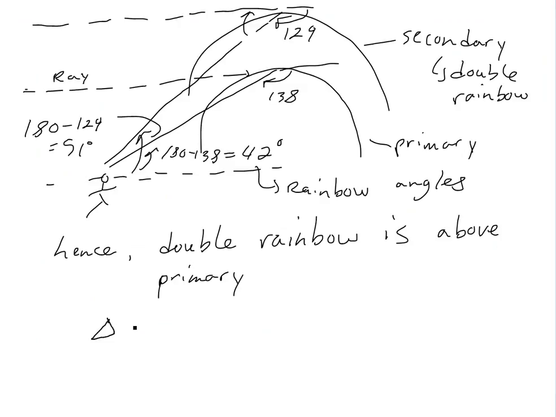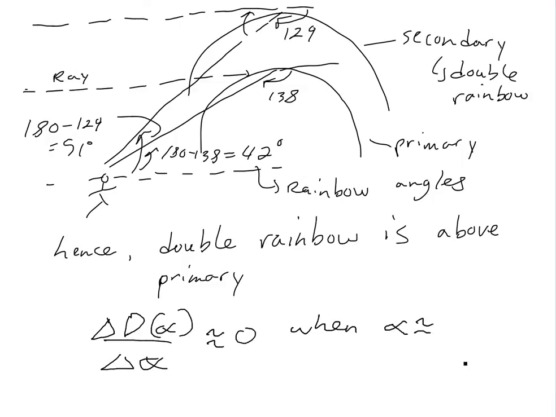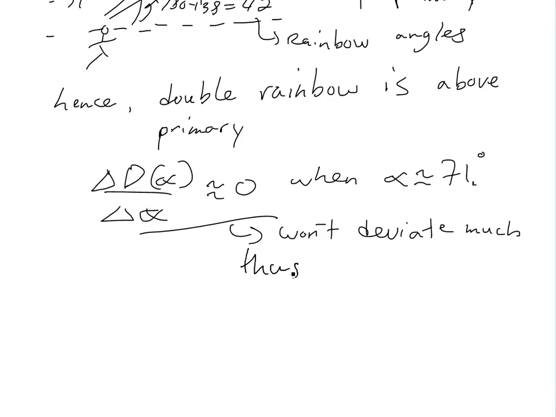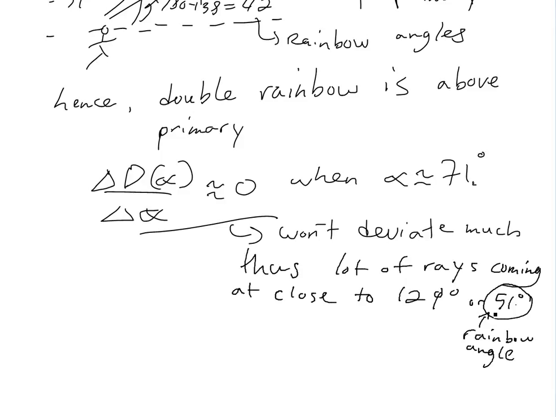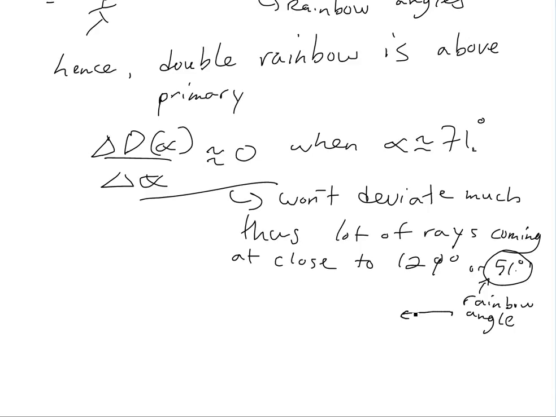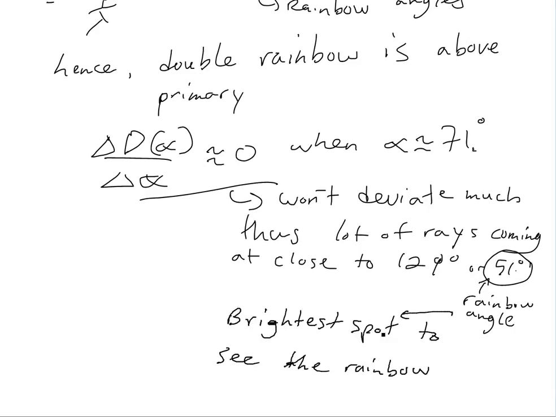What I mean by that is near the alpha minimum, d alpha is roughly equal to 0 when the angle of incidence is roughly, in this case, 71.3, so around 71 degrees. If there are any angles close to it, it won't deviate much. Thus you're going to have a lot of rays coming in at a certain angle, a lot of rays coming out at this 129 degrees deviation, or 51 degrees rainbow angle. This is the brightest spot to see the rainbow.